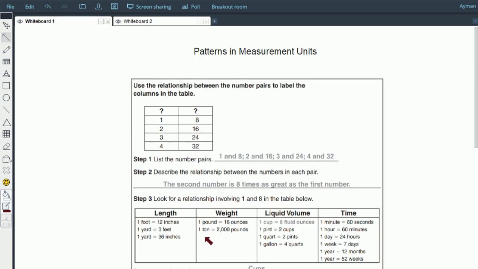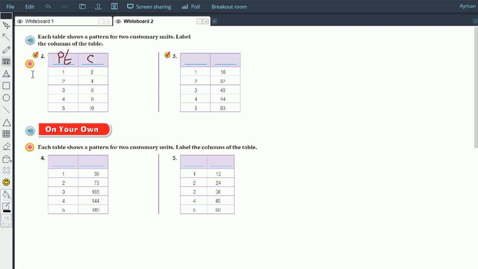Then you should save this table first of all. 1 pound equals 16 ounces. Because of that, you'll write here pound, and you will write ounces here. Got it? Got the idea, guys? Okay.